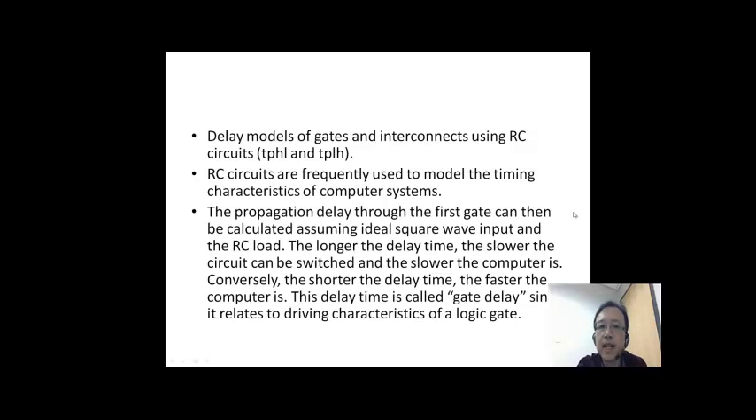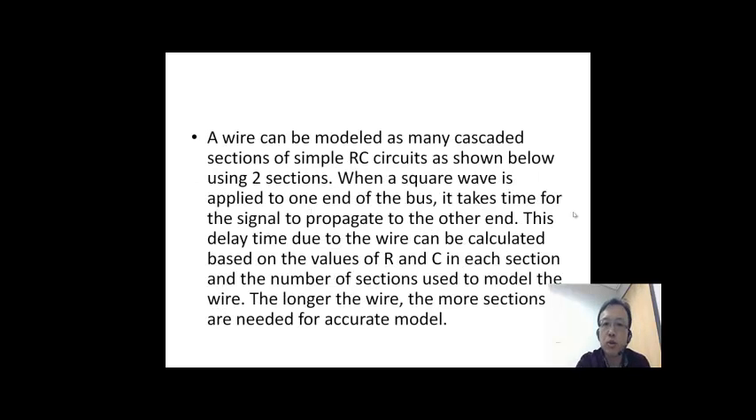A propagation delay circuit, actually for an RC circuit, can be used for computing systems. Assume there's a square wave coming in and it goes through the RC load. The longer the delay, the slower the computer is. On the other hand, the shorter the delay, the faster the circuit and the faster the computer is. And that's why we got some supercomputers they built a few years ago. They were super fast. A wire can also be modeled as a cascade of simple RC sections, as shown in the next two slides.